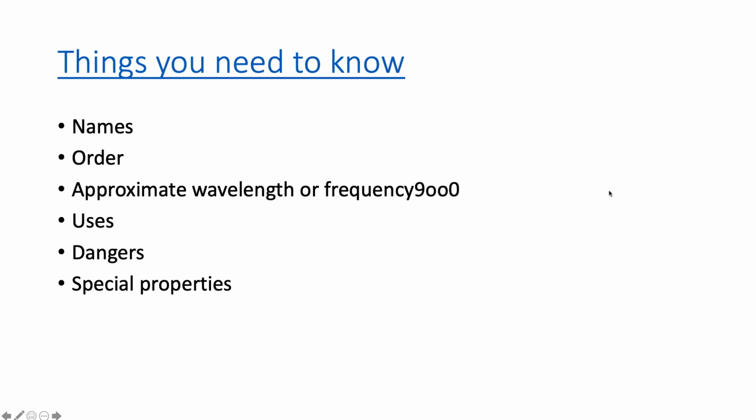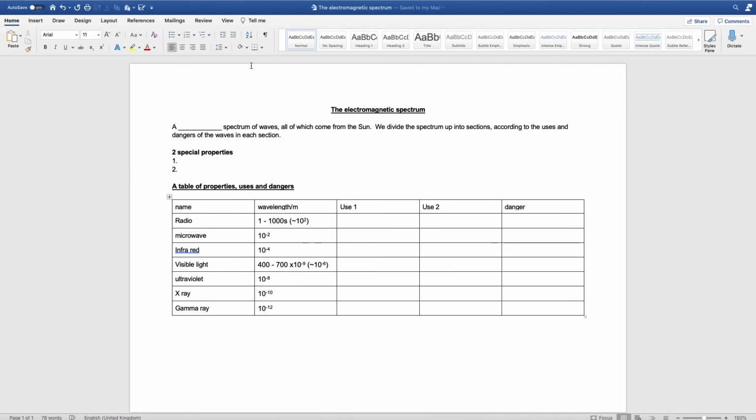So, going back to what you need to know: the names, the order, approximate wavelengths, uses, dangers, special properties. If we go back in here, there's your names, there's your wavelengths, you have that pattern, about a factor of 100 between them. This is more 10 to the 7 than 10 to the minus 7 rather than 10 to the minus 6. So radio waves, communication, Bluetooth, only dangerous in high intensity. Microwaves, mobile phones, microwave ovens, communication generally. Dangers, well, they're absorbed by water, so they can cook you if they're in high intensity.